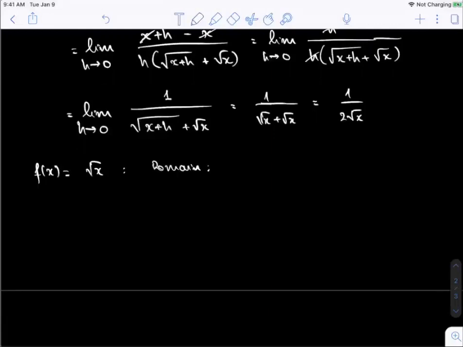Hopefully you still remember this. The expression under the square root has to be non-negative. So x is greater than or equal to 0, or if you use interval notation, you have 0 to positive infinity.